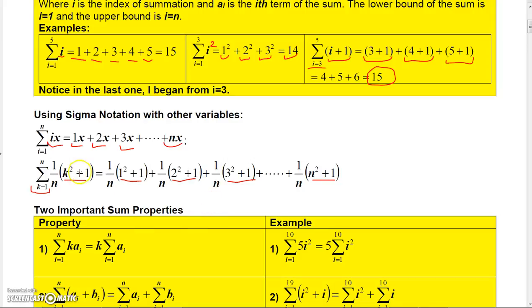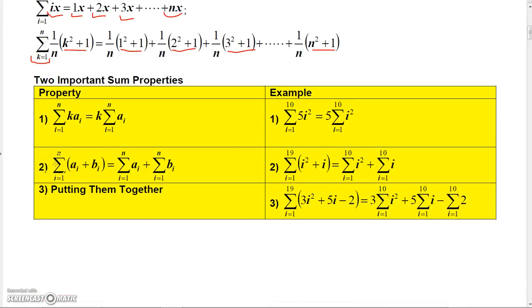And so forth. So there are two important sum properties that we need to talk about. One is the constant multiple property. If you have the sum of k times a term, then that's k times the sum of the terms.